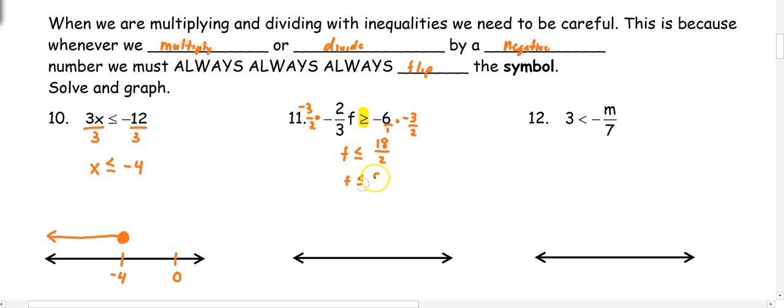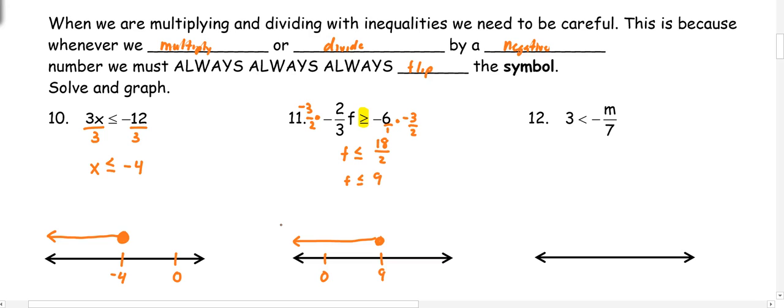f is less than or equal to 9. So on our number line, we're going to have 9. We're going to have 0 to the left of 9 somewhere. It's a less than or equal to. So again, above 9 is going to be a closed dot because of the bar underneath. And we're going to shade to the left.